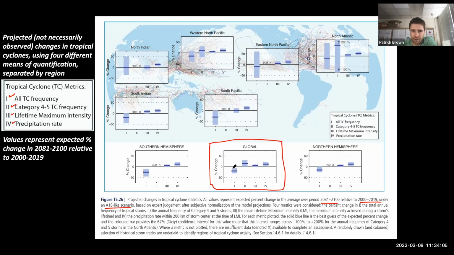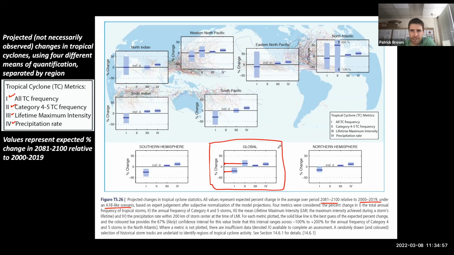So globally, the best estimate is that all tropical cyclone frequency should actually decrease. That's what the models suggest anyway. So about a 20% decrease in total tropical cyclones, but an increase in the most intense tropical cyclones. So the category 4 and 5 looks like an increase of, I don't know, 15% or something like that. And then if you average these together, that's what this lifetime maximum intensity would be, so a smaller increase in that. But then precipitation rate is an increase, again, of 15, 20%.